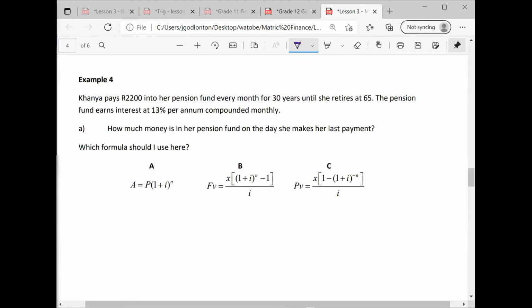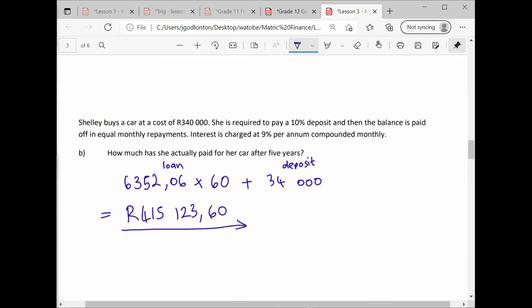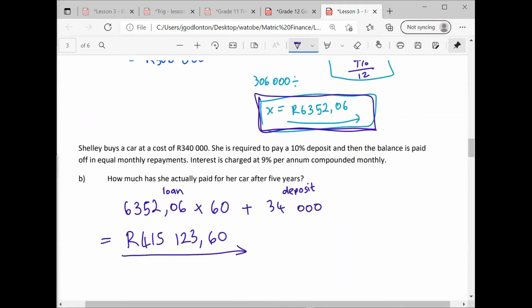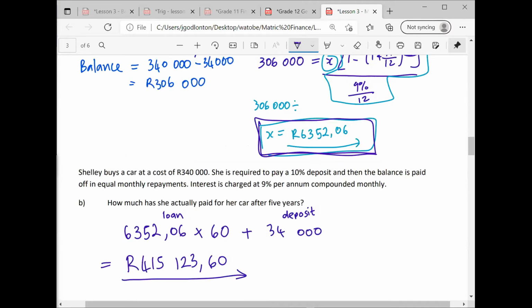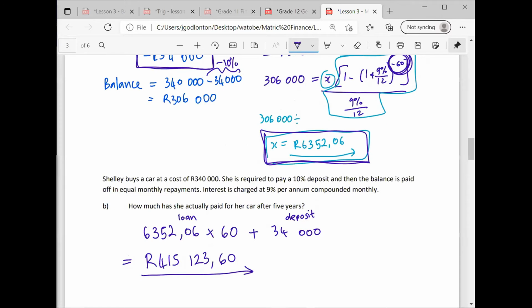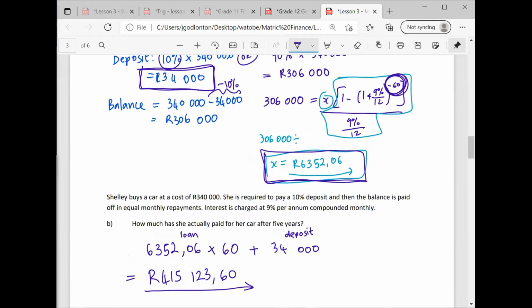Oh, sorry, I just see a question here for the last question. I will come back to this, guys. I just want to sort out a question over here. Okay, so for this part, they're asking us how much she actually paid for the car. Okay, and she's making a monthly payment. So every month she's paying 6,352 Rand and 6 cents. So every month she's making this payment, and she's made that payment for 5 years, 12 times every year.